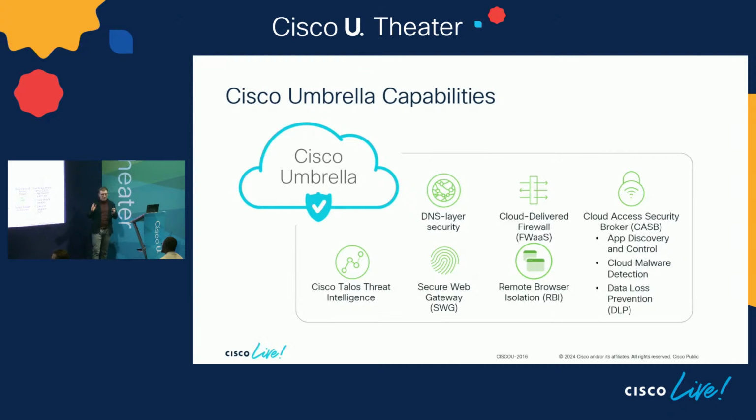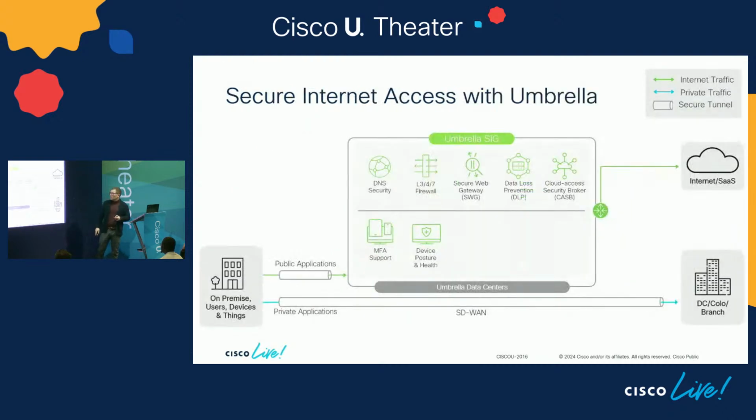Umbrella is a cloud-delivered, cloud-native solution providing these capabilities. As I already mentioned: DNS-layer security, secure web gateway, which is a full web proxy, CASB, remote browser isolation, and on top of that, you also get threat intelligence provided by the Cisco Talos team. We'll take a look at these capabilities. I have one slide on each of these, but before we do this, I just want to discuss what use case we're actually addressing with Cisco Umbrella.